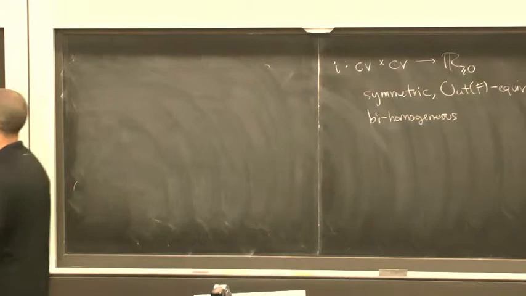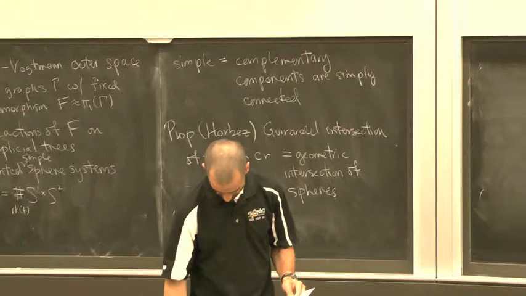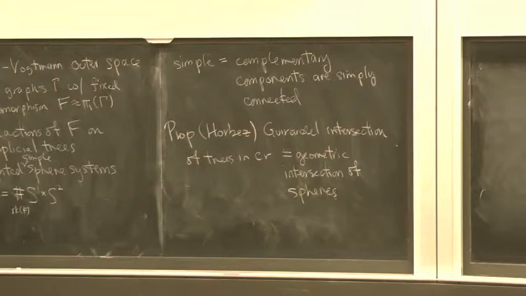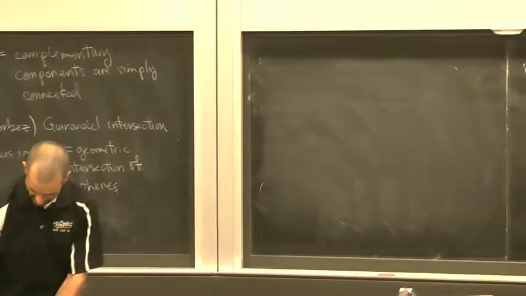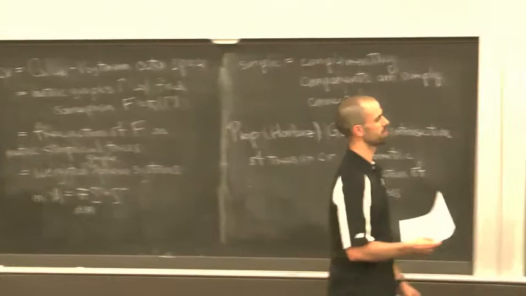I was going to say a little bit about the intersection number just in terms of trees, but I'd rather get to other stuff that's a little bit more interesting. So if we have time at the end, maybe I'll say a little bit about how you can compute the intersection number between two trees in outer space.